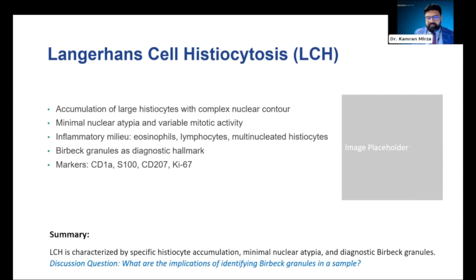And then at the end, it gave a summary. And I'm using this as is. So I didn't move around anything; this isn't how I would present it. I would probably move things up and down, but I'm literally showing you how much it was able to give. In the summary, it says LCH is characterized by specific histiocyte accumulation, minimal nuclear atypia, and diagnostic Birbeck granules. So I think there's a little bit of hallucination here.